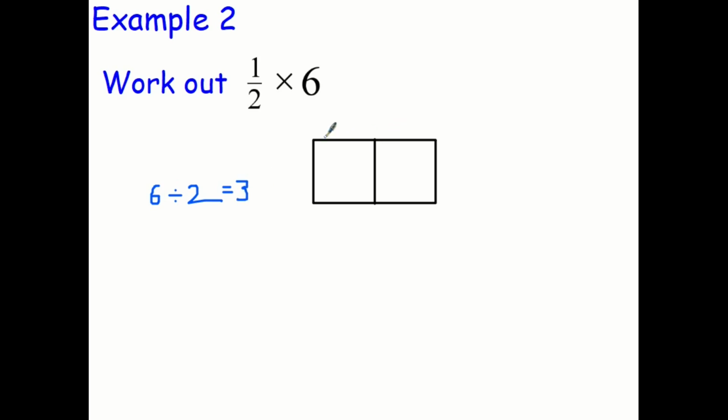We can think about it as 6 being this whole box here. And if I'm splitting it into halves, each of those boxes has got to be a number that together makes up that top value there. So 3 and 3 make 6, so you can see that 1/2 of 6 is 3 using that way as well.